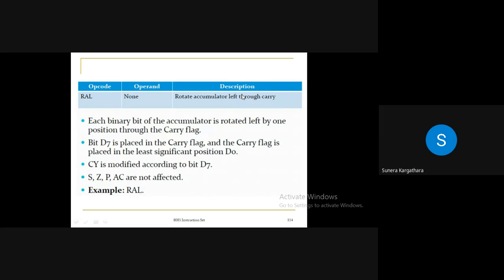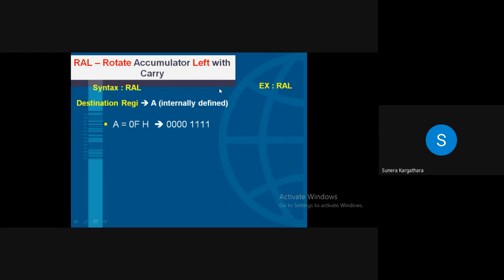That means how the rotation will take place? D7 bit कहाँ पे जाएगा? Where your D7 bit will move? In carry, the carry flag. Very good. And your carry will be transferred to D0 bit, then D0 to D1, D2, D3 and so on, right? So you can understand here with this example.